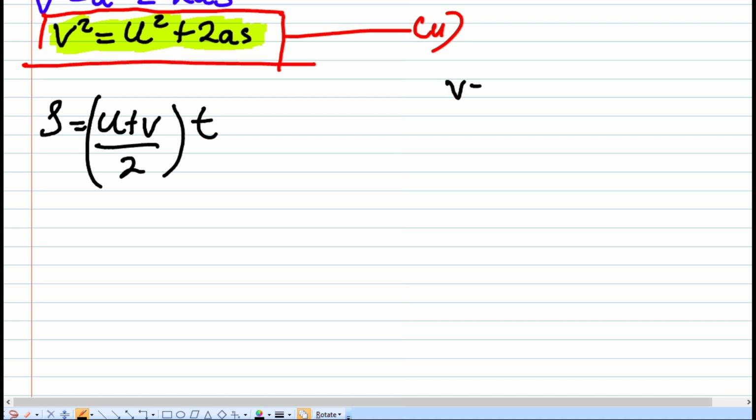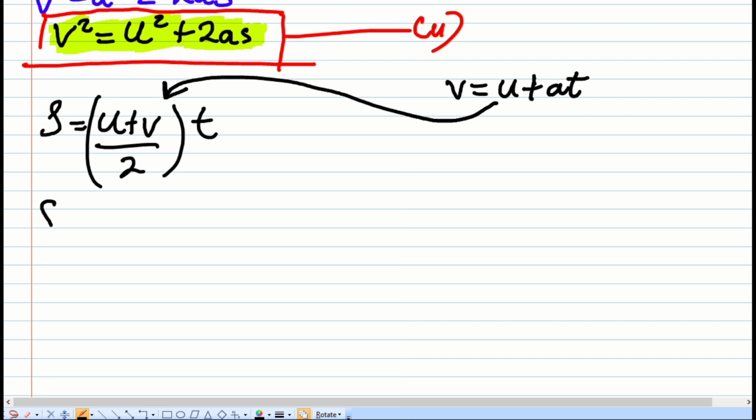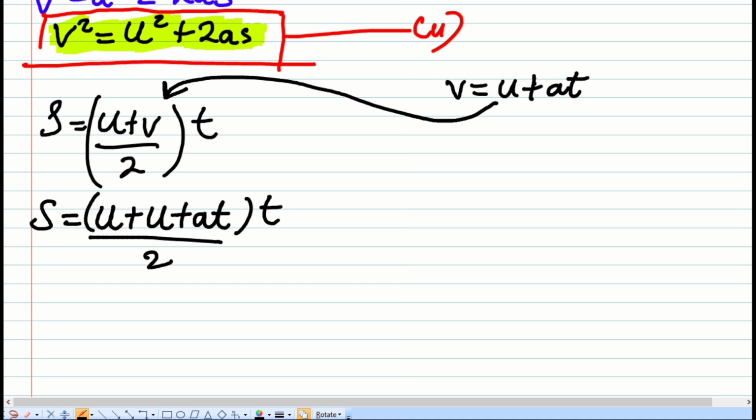Now remember our first equation, which is V is equal to U plus AT. V is already the subject, right? So I'm just going to substitute V as U plus AT in this equation again. It's going to give me the final equation. So we have S is equal to (U plus, but V is now U plus AT, so I replace it with U plus AT) all over 2. Then the whole numerator is multiplied by T, don't forget.